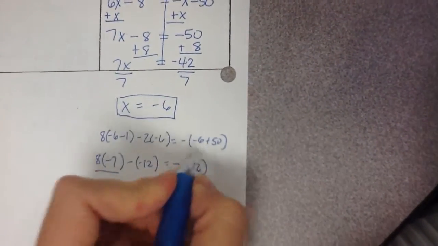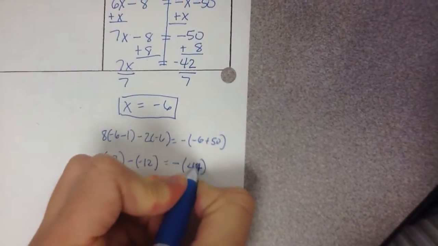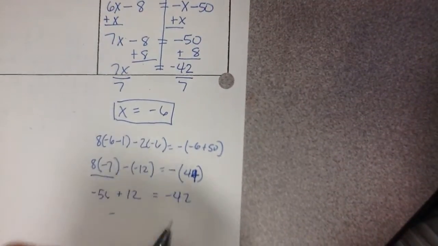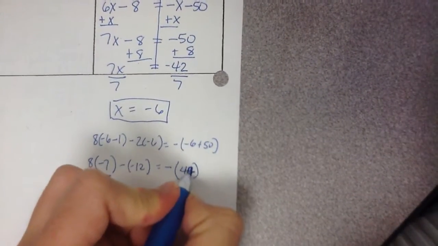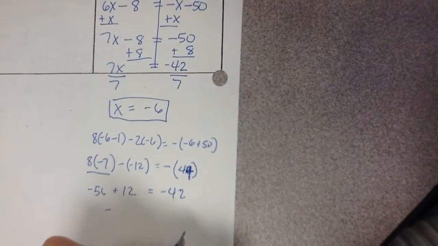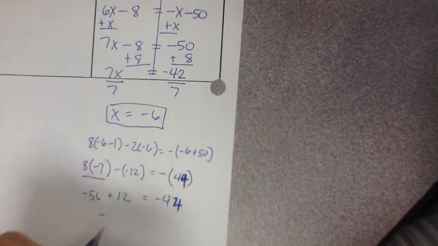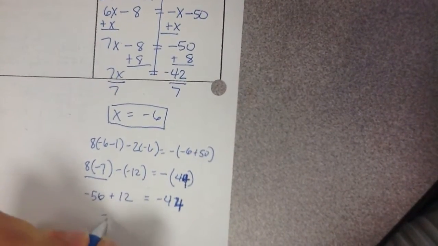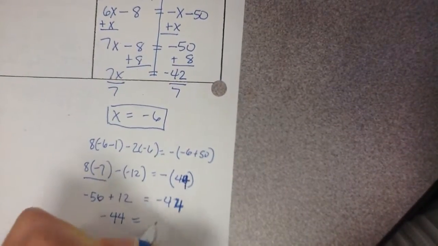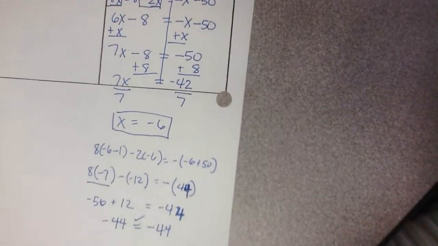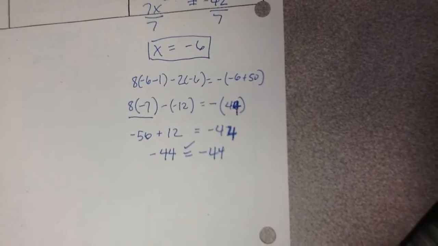oops, I'm sorry, wait a minute, I messed up here. That's where your good mental math comes in. Maybe you checked that. Negative 6 plus 50 equals 44. I was thinking of the 42 up here. Equals 44. Negative 56 plus 12 equals negative 44. And negative 44 equals negative 44. So I know my answer is correct.